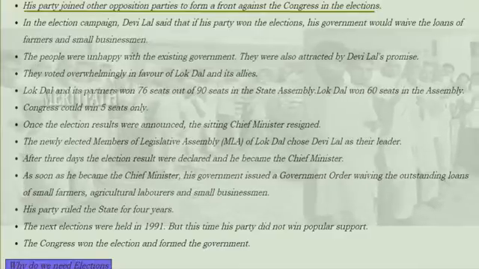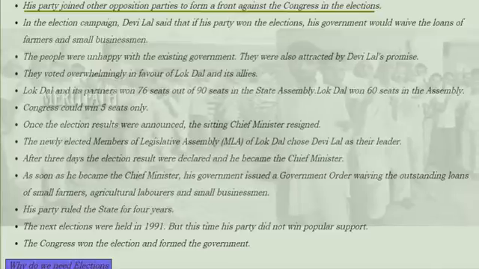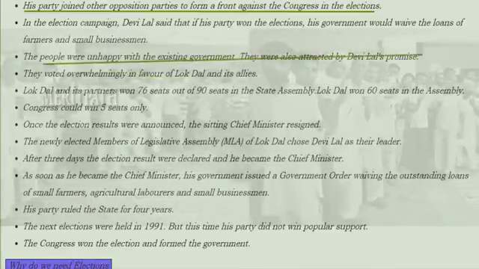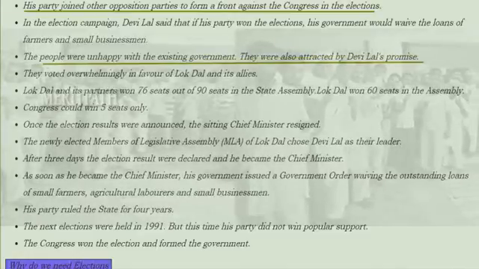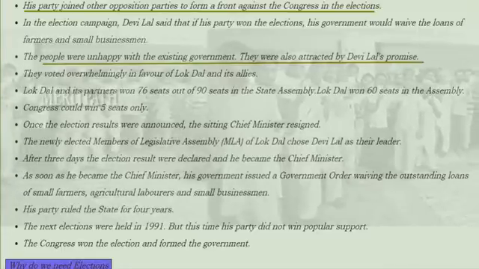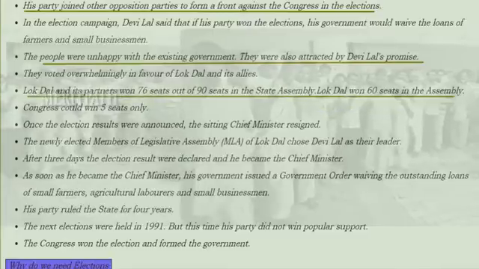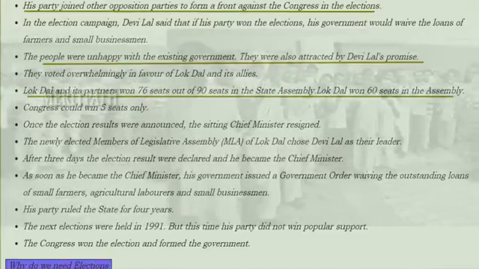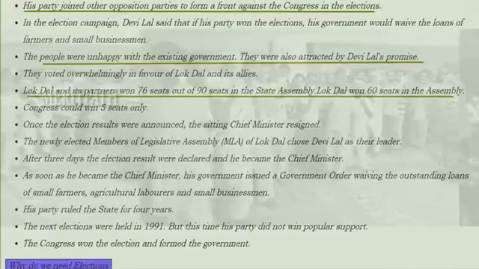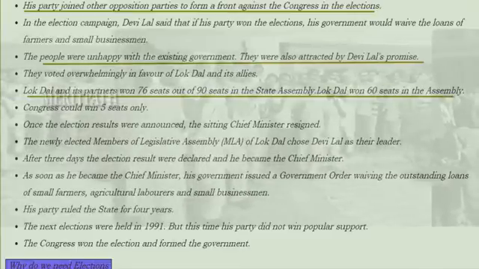In the election, Devi Lal said that if his party won, the government would waive the loans of farmers and small businessmen. People were unhappy with the existing government. They were attracted to Devi Lal's promise. They voted overwhelmingly in favor of Lok Dal and all its allies. Lok Dal and its partners won 76 seats out of 90 seats in the state assembly, and Lok Dal won 60 seats in the assembly. Congress could win only 5.